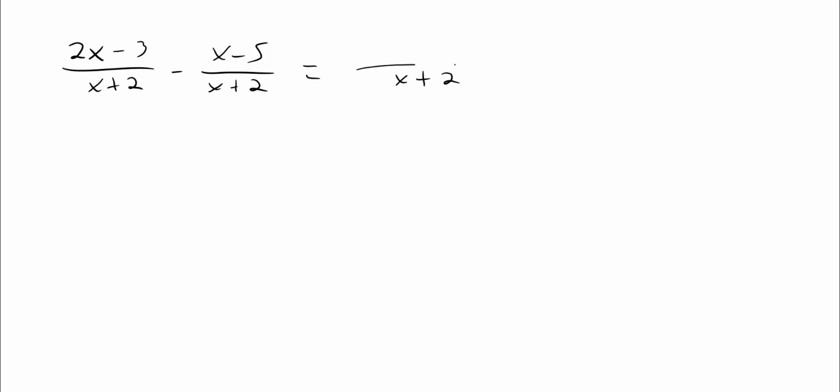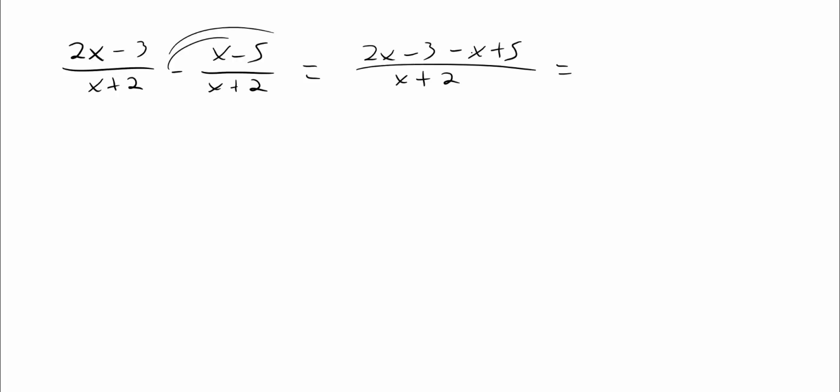So a little bit different denominator here. I'm going to get 2x minus 3 over x plus 2 minus x minus 5 over x plus 2. Okay, no big deal. X plus 2 is in my denominator. The top gives me 2x minus 3. And again, I'm going to distribute that, so it's minus x plus 5.